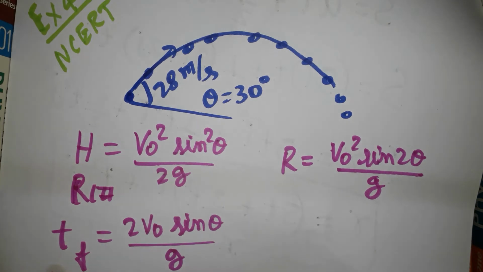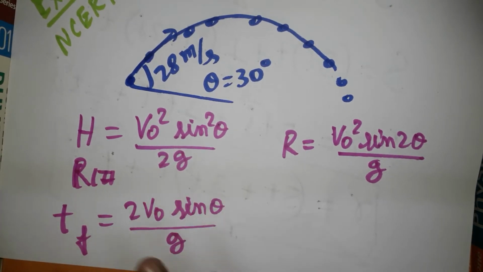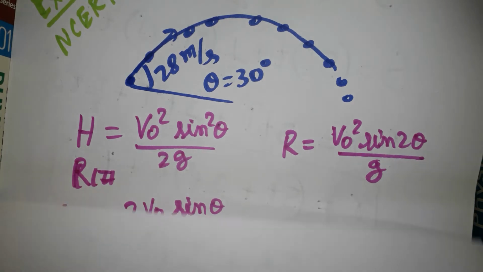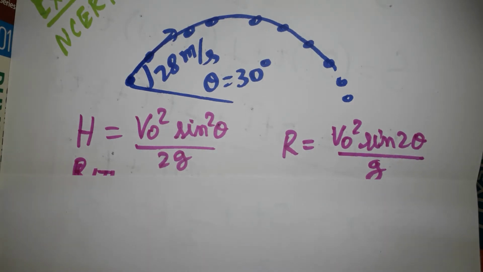These are the three formulas you should keep in mind. We have to learn them from projectile motion. It's a normal derivation only. Now one by one we have to find. First one, maximum height. Here v naught is the initial velocity, no need to get confused.